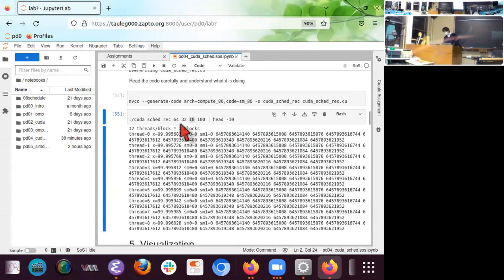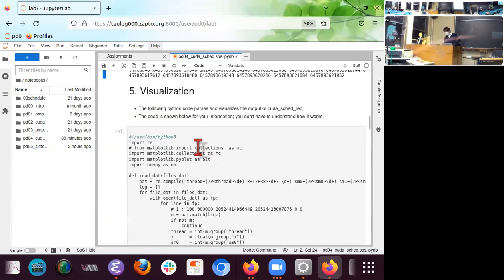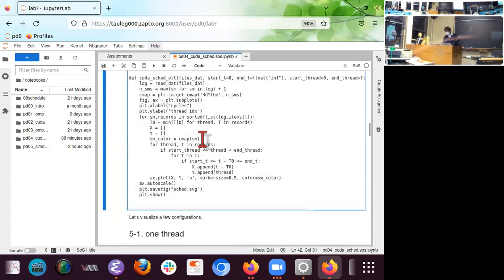Because you said you want to run 64 threads, each thread block having 32 threads, the program says you have 32 threads in each block and you have 2 blocks, which is simply 64 over 32. And this is a small visualization tool. You don't have to understand how it works.